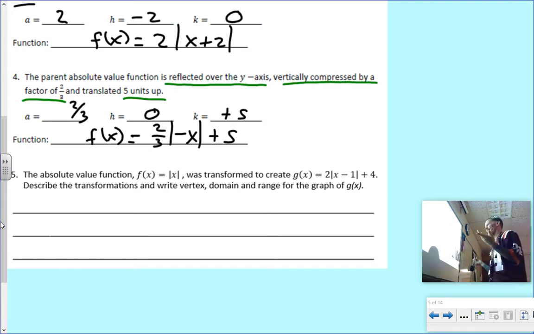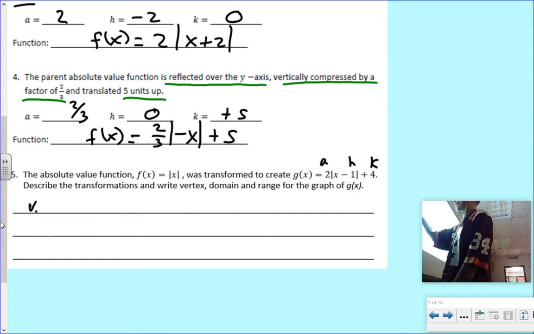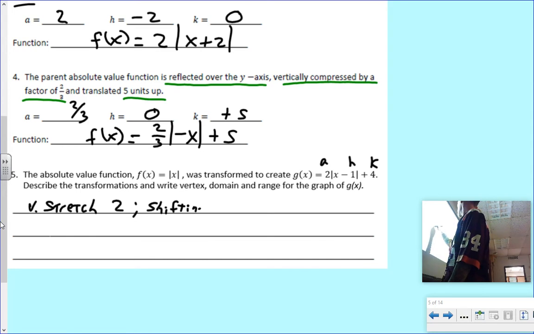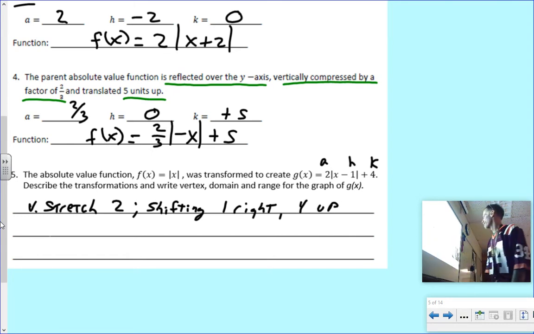So when I say describe, I'm not worried about a complete sentence or something like that. So again, we know this is my A, we know that's my H and that's my K. So I've got a vertical stretch of 2. It's translating or shifting 1 right and 4 up. Remember that H is always going to change signs on you.